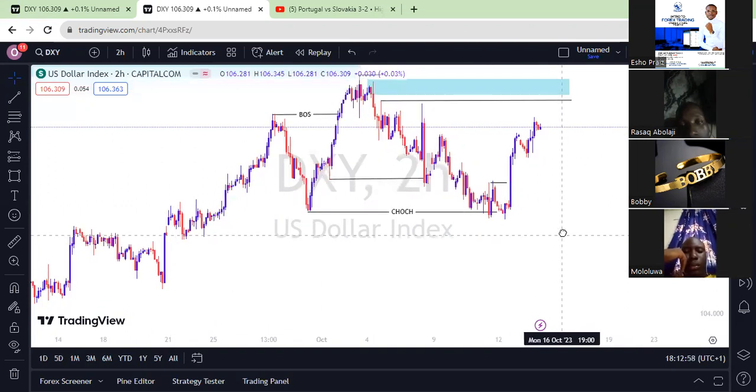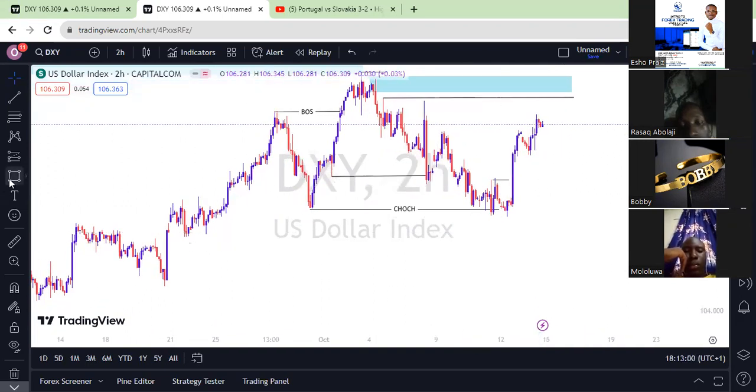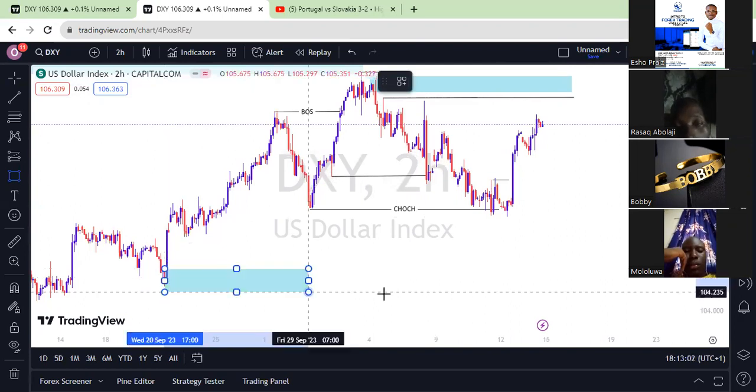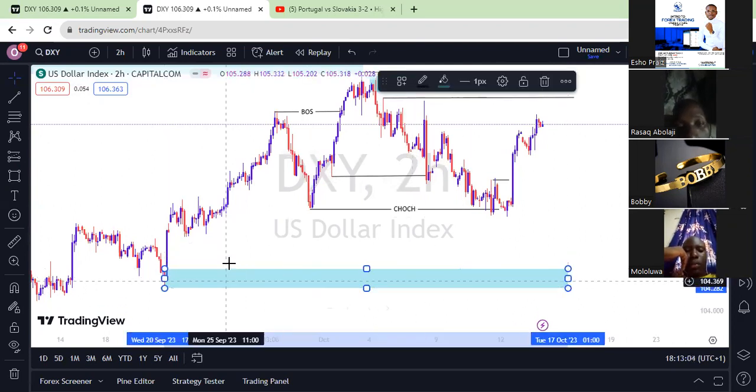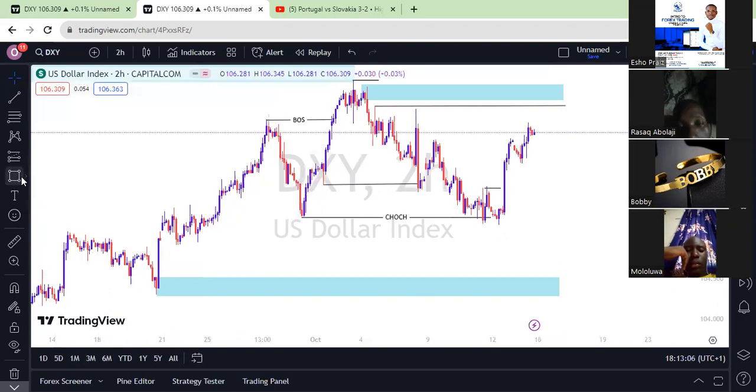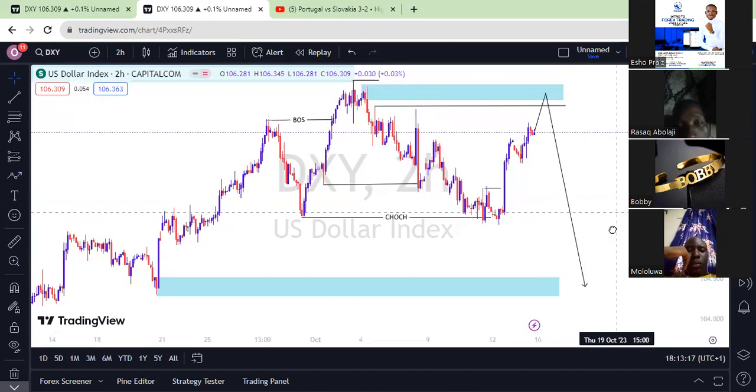Yes, sir. So in this case, you can see that there is an order block here, and then also there is a fair value gap right there. So my thinking process on this market is that the market will just push up here, then we'll wait for confirmation entry on the lower time frame. Then we sell to the downside.